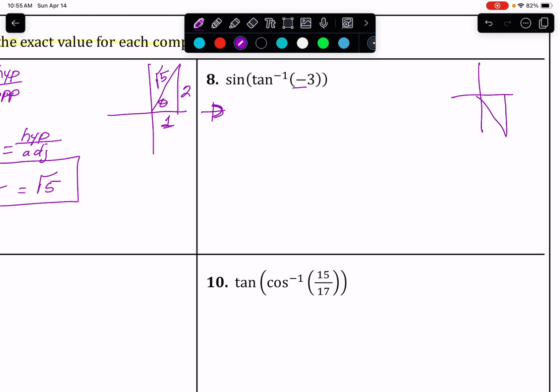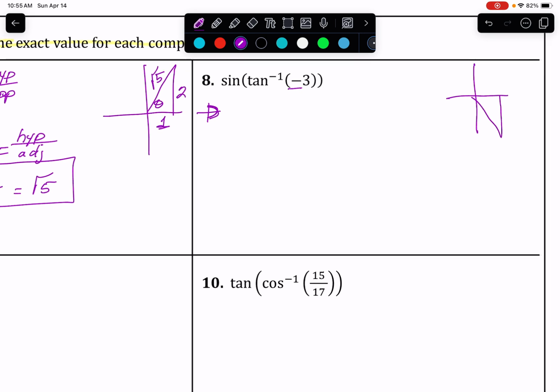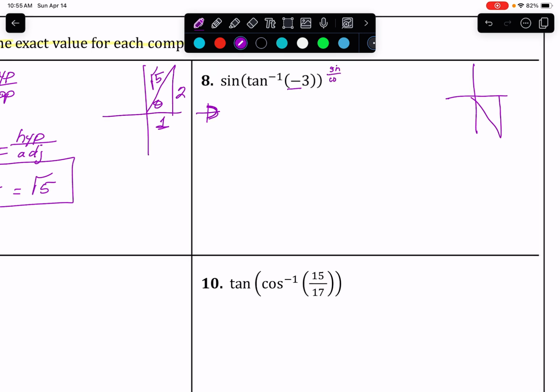So we're in quadrant 4, and so tangent is sine over cosine, or opposite over adjacent. So this would be negative 3, and this would be 1, which makes this the square root of 9 plus 1, or the square root of 10. So if we make this theta, then we can say that the sine of theta, which is equal to opposite over hypotenuse, is negative 3 square root of 10 over 10.